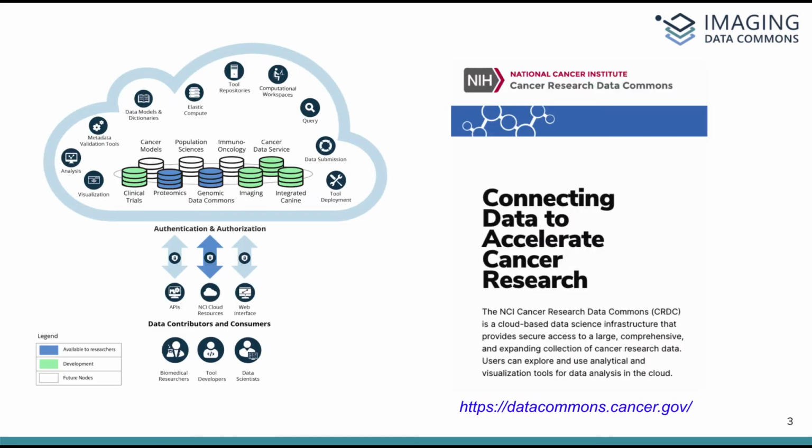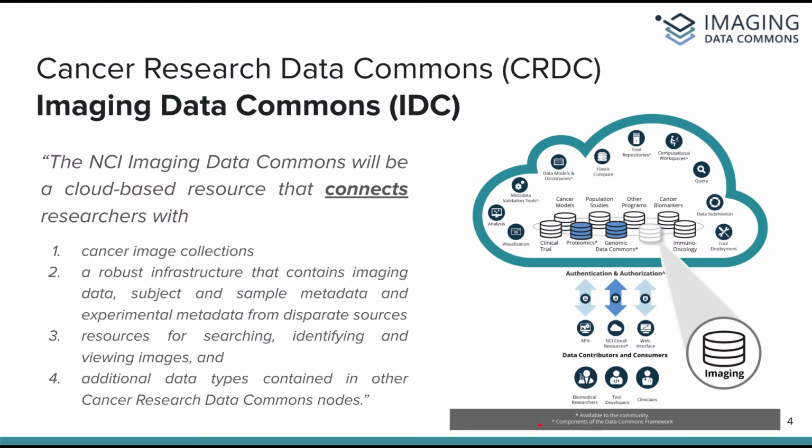Imaging Data Commons is a new component of the broader network, NCI Cancer Research Data Commons, or CRDC, which aims to bring together data and computational capabilities in the cloud to support cancer research, sharing of the data, and development and validation of new tools. You can learn more about Cancer Research Data Commons at this URL. Imaging Data Commons is a new node of the Cancer Research Data Commons, which joins other data nodes, which include Genomics Data Commons, Proteomics Data Commons, and Canine Data Commons.